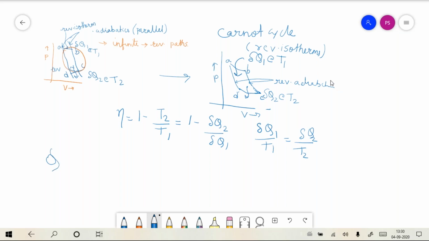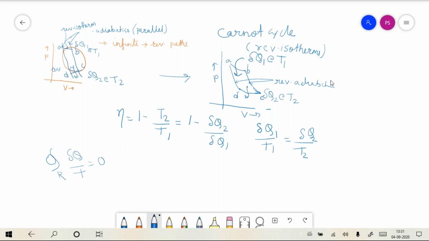And what is this Clausius theorem? It means the cyclic integral of del q by T for a reversible cycle is equal to 0. Okay, is equal to 0. This is the Clausius theorem, and we want to prove this. Now, how are we proving this?